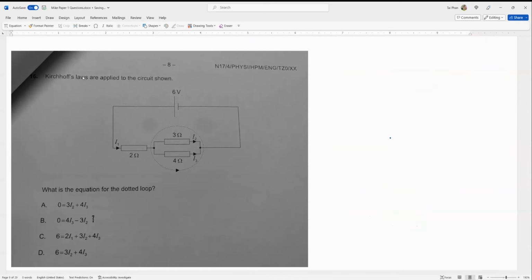Question 16 here is about Kirchhoff's law. We have a circuit like this, pretty simple. Parallel resistors and a current.